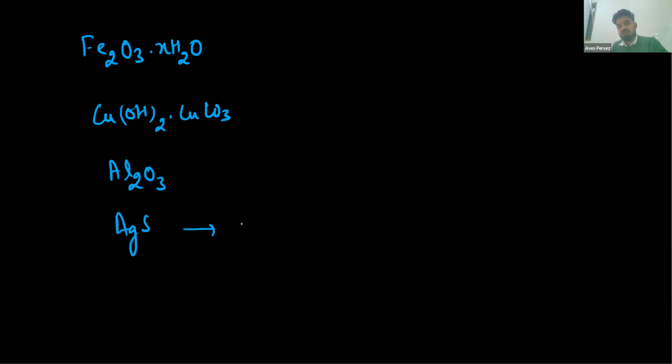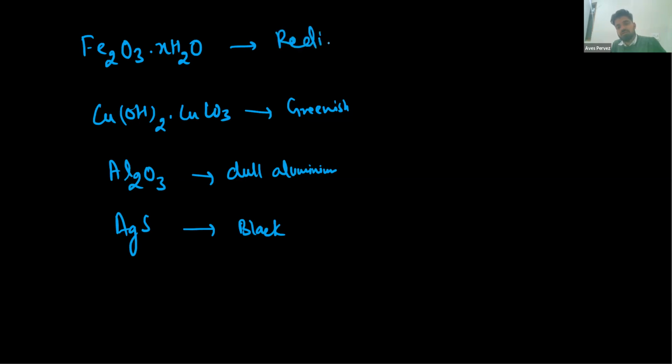And this is black in color. This is black, dull color, dull aluminium, greenish color. And this one gives you reddish brown color. Got it? Note it down.